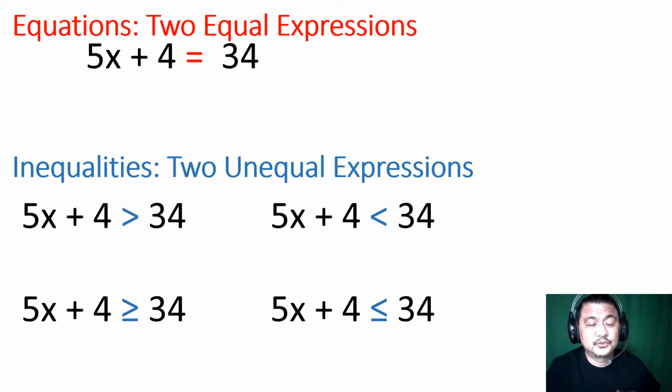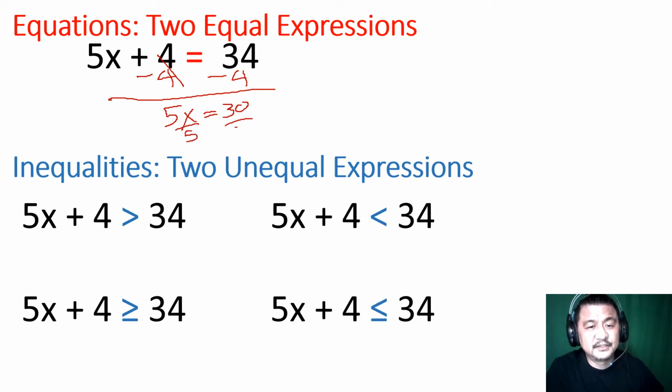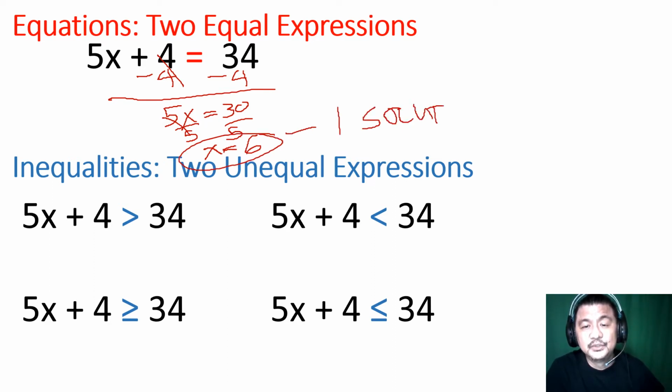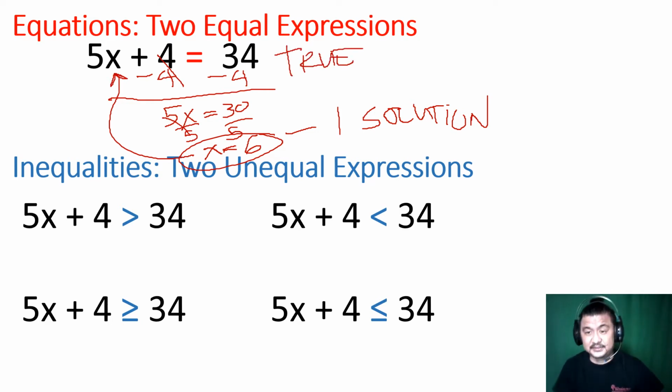Let's review how to solve equations. Remember, you take away 4 here, take away 4 there. That cancels out. 5x is equal to 30, divided by 5, divided by 5. X is equal to 6. We all know that there is only one solution. If you plug in 6 over here, that will make it a true statement, right?